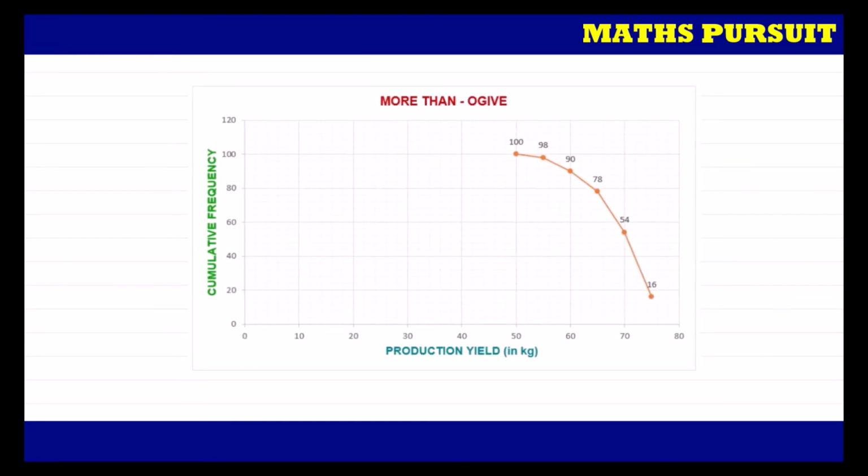So as I told you, we are going to consider in x-axis this production yield, and in y-axis cumulative frequency. We have considered that. And on the top of this graph we have written more than ogive graph. The title of this graph is more than ogive because this is the ogive curve. And we already know that a more than ogive curve will flow from top to the bottom, whereas a less than ogive curve will flow from bottom to the top. And I already told you the logic behind this, why it is so.